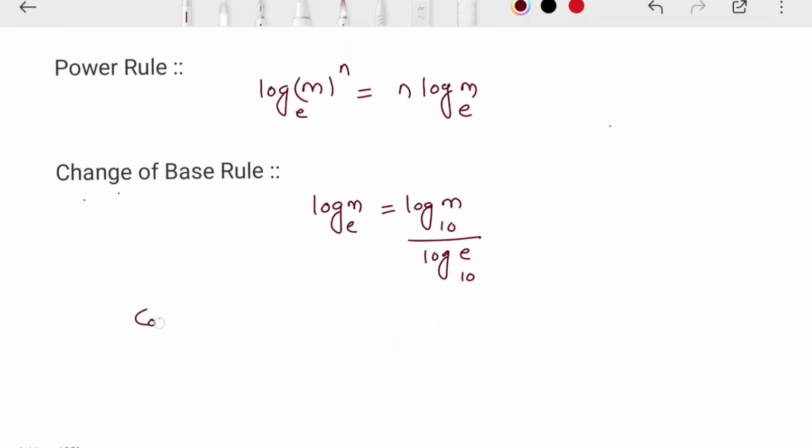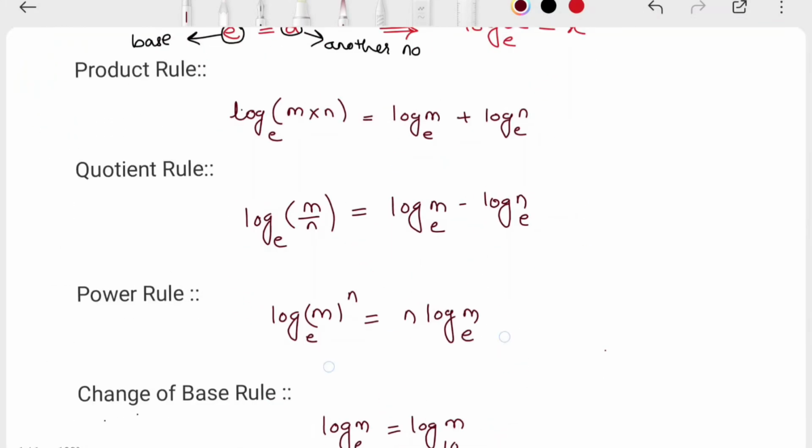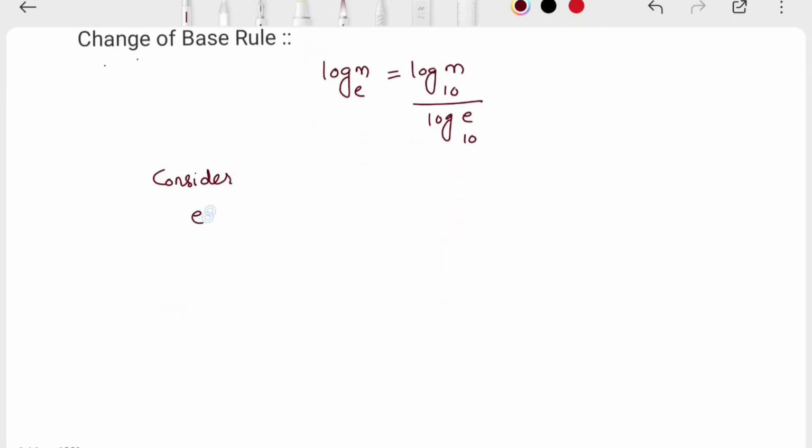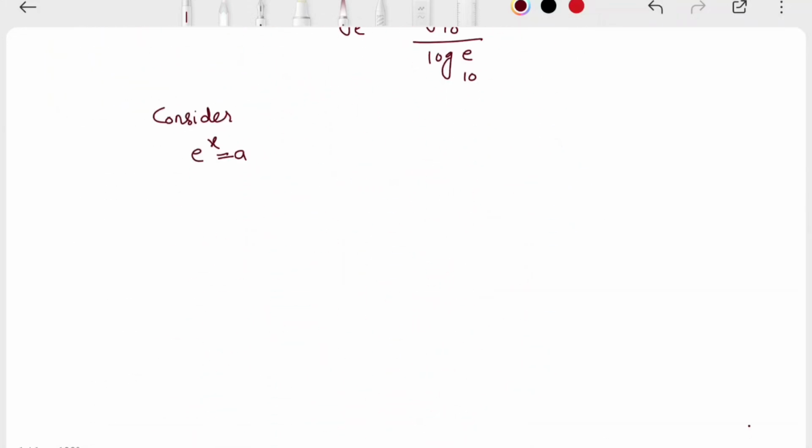Now consider the formula format b^x = a. Here we can prove how these two formulas are correlated to each other. So first we take b^x = a, taking log on both sides. After taking log, log of b^x is equal to log of a.